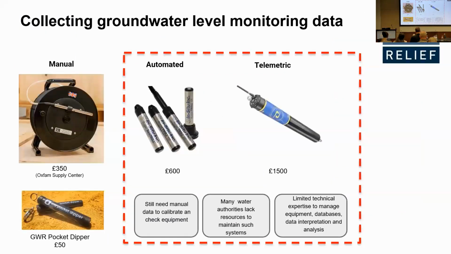For groundwater monitoring data, you can either use manual equipment such as the dip meter or the dipper that Groundwater Relief has developed, or you can use automated logger data, which can also be telemetric and thereby send data directly into cloud databases, etc.